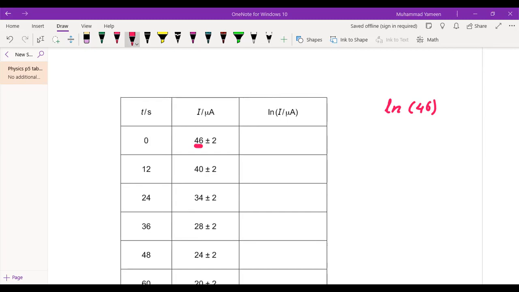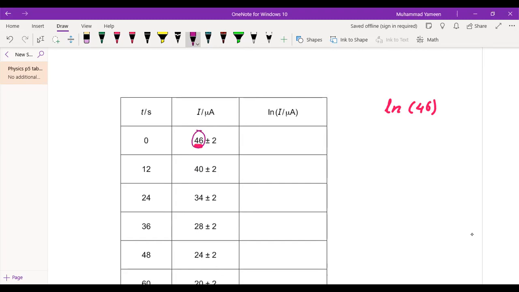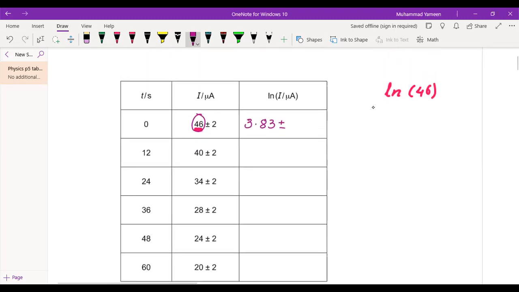3.8286. But the rule of significant figures over here is, in case of log, the significant figures in a number should be equal to the decimal places in the log. So over here in 46 you can see there are 2 significant figures and you have to include 2 decimal places. So it would be 3.83, that is 3.83 plus minus, you have to include absolute errors.